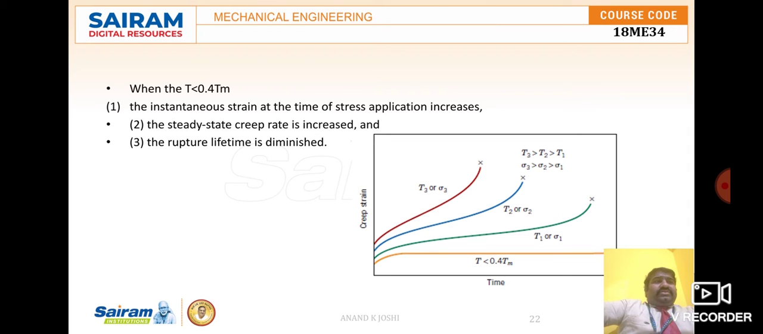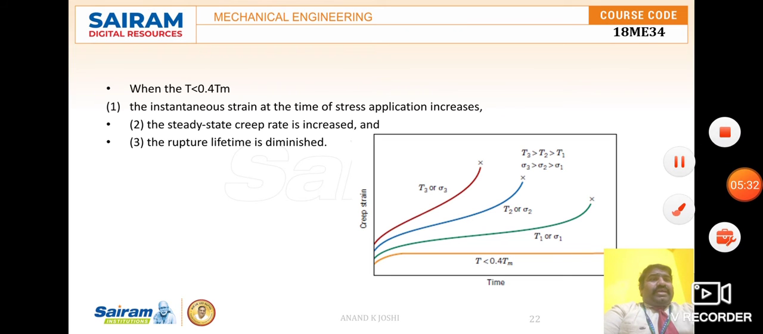Okay, so that we can express in terms of k: k times sigma to the power of n, times exponential of minus Qc divided by RT, where sigma is what we call the applied stress and Qc is the activation energy for creep. That is usually a constant, T is the temperature and R is the gas constant. This is all about the stress and temperature effects on creep.